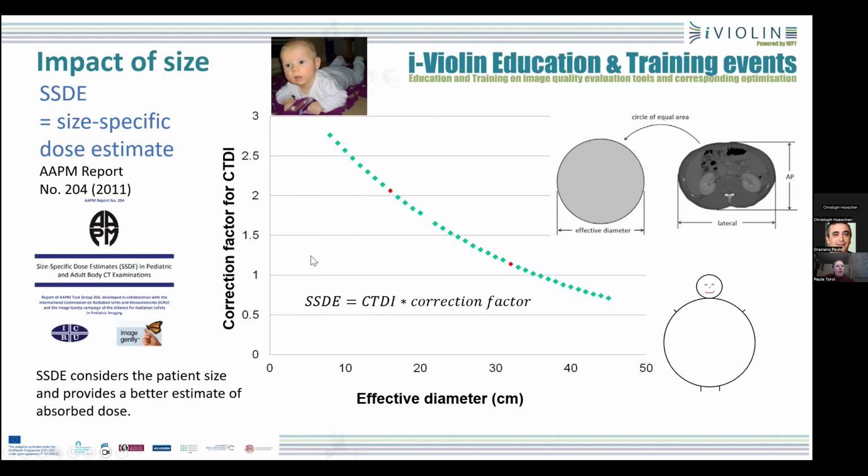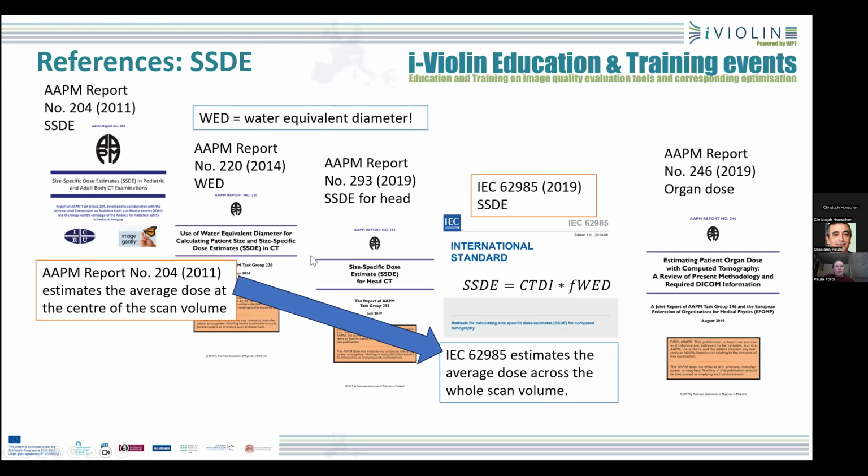Then there was some further development. They also introduced this water equivalent diameter, because of course, if we compare just the diameter of the patient at the chest position and at the abdomen position, these will have very different attenuation properties. So they decided that it's much better to have this water equivalent diameter. And in 2019, this was also implemented in the IEC standard, which is very good, because then the manufacturers can also implement the SSDEs in the dose displays. And I think many new CT systems already have the SSDE dose display available.